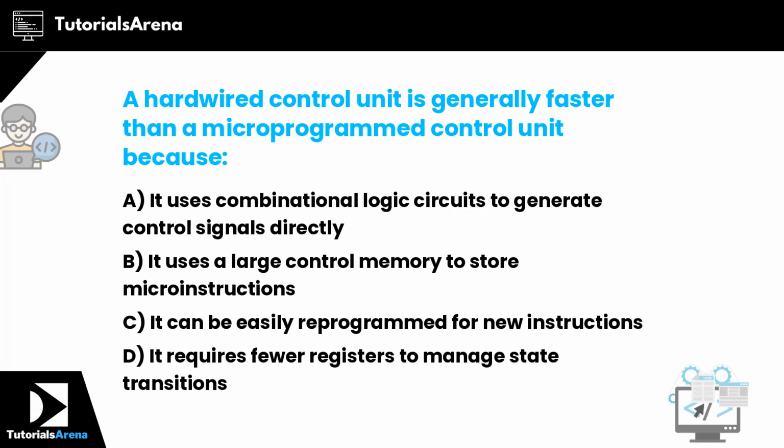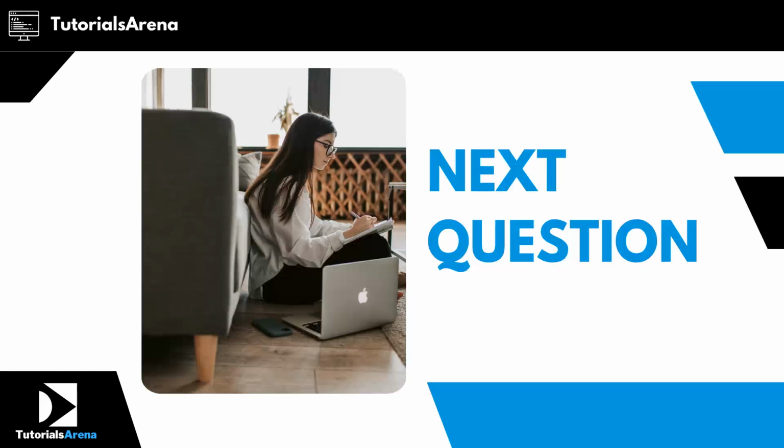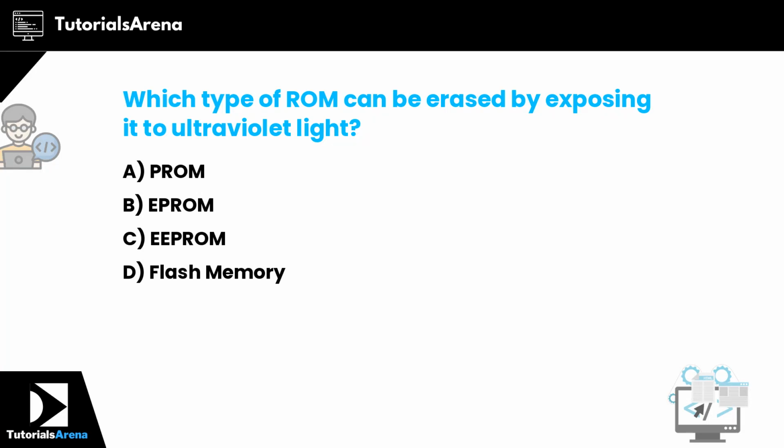A hardwired control unit is generally faster than a microprogrammed control unit because. The correct answer is option A. It uses combinational logic circuits to generate control signals directly. Which type of ROM can be erased by exposing it to ultraviolet light? The correct answer is option B, EPROM.